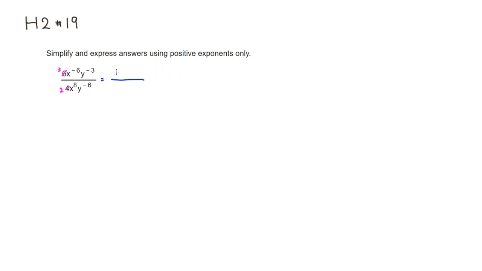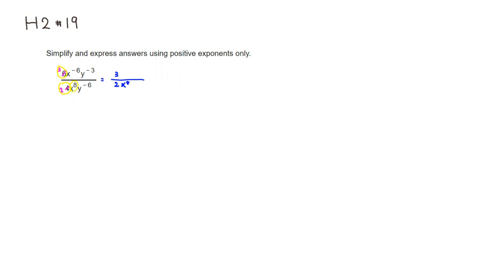So you have a 3 on top and 2 on the bottom. That's already taken care of. So this guy and that guy. We have positive powers, x to the 8th, so we like it as it is, right? Then we took care of this guy.